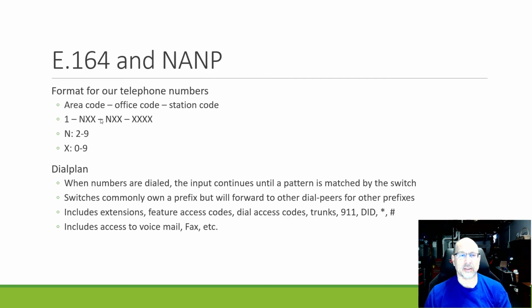This second chunk here, this is the prefix, and that's the office code. So this indicates which office is going to be handling this, and we can see we got some rules here. Any X can be a 0 to a 9, but these locations here have to be a range of 2 to 9. So you won't ever see a 1 or a 0 out front here. And then, of course, the last thing here is a station code.